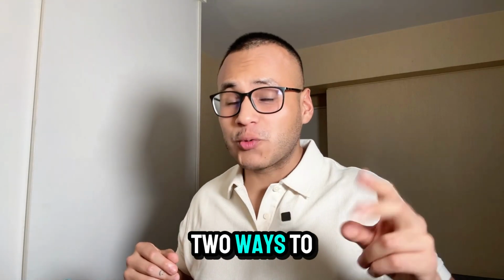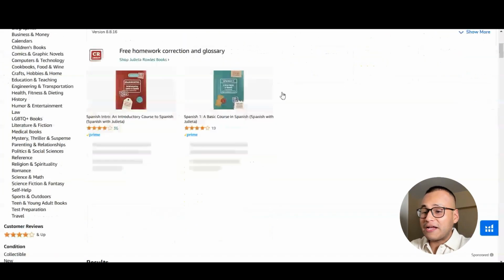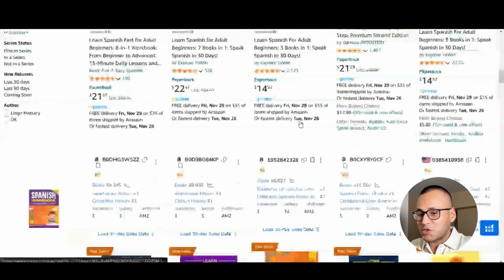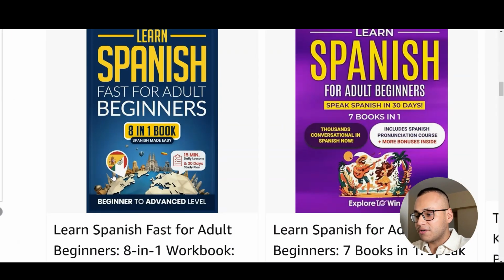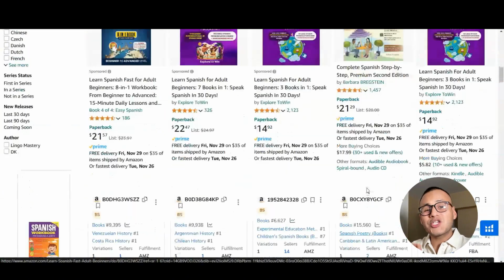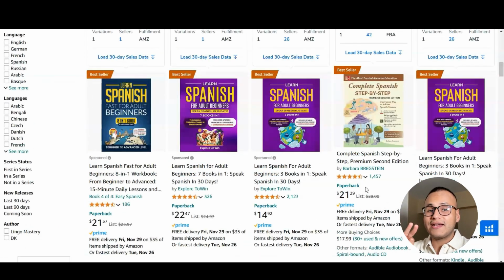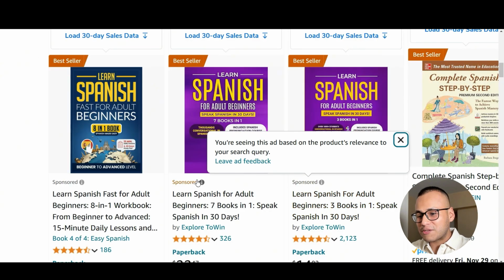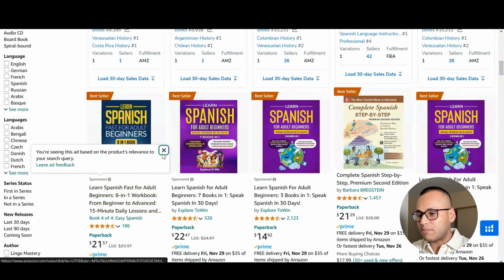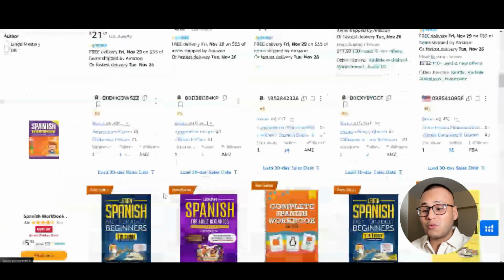Okay, so there are 2 ways to rank. Number 1 is ranking by keywords, which is basically typing something like learn Spanish for beginners and then looking to see where your book stands in the listing. So for instance, the book that I showed earlier, this 8-in-1 book, is actually in position number 3 organically. In other words, it's the 3rd product on the list that does not have this sponsored thing on it.